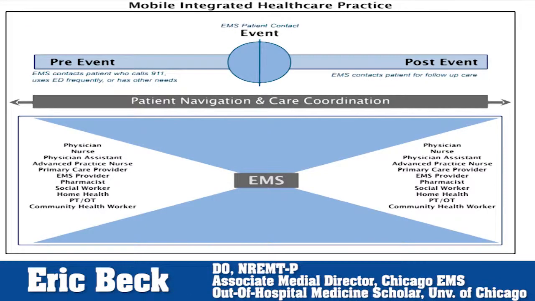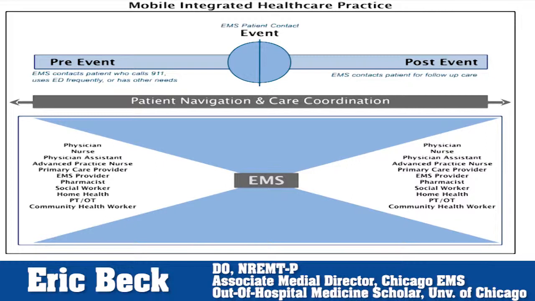And this was the schema that we thought helped conceptualize how EMS fits into a mobile integrated healthcare practice. The idea is that at the top, this is the patient's experience, and it's cyclical. They have an event, and there are things that happen before the event, and things that happen after the event, and there's an opportunity to intervene along that entire continuum. We could call an event a preventable fall, or an acute exacerbation of a chronic disease, define it how you will. There's an opportunity to intervene before and an opportunity to intervene after.